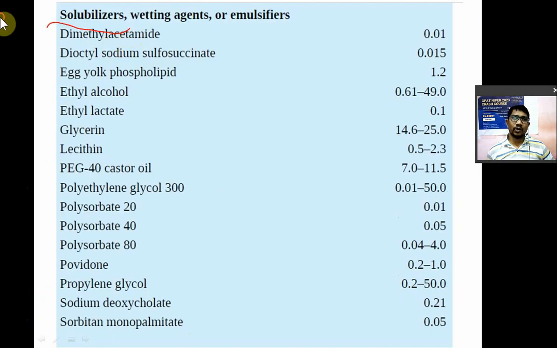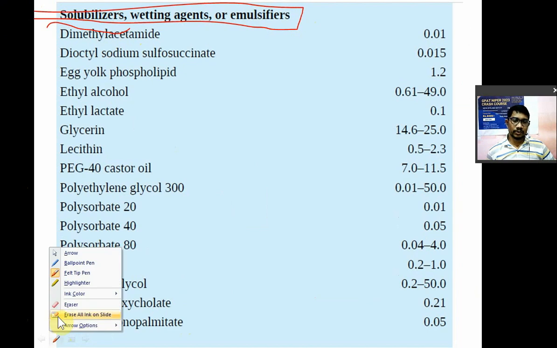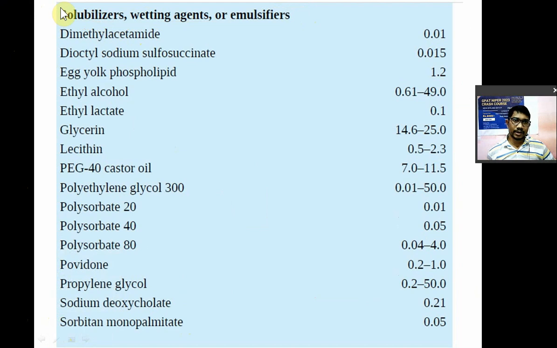Second, stabilizer, wetting agent or emulsifying agent. So if you are making a suspension or if you are making an emulsion, if your solution is unstable, so you have to add stabilizers, solubilizers, wetting agents and emulsifiers. So diacetamide is used in 0.01%. Dioctyl sodium sulfosuccinate is used as a surfactant, that is 0.015%. Egg yolk phosphatide also we use 1.2%. Ethyl alcohol is a co-solvent, ethyl lactate co-solvent, 1.2.